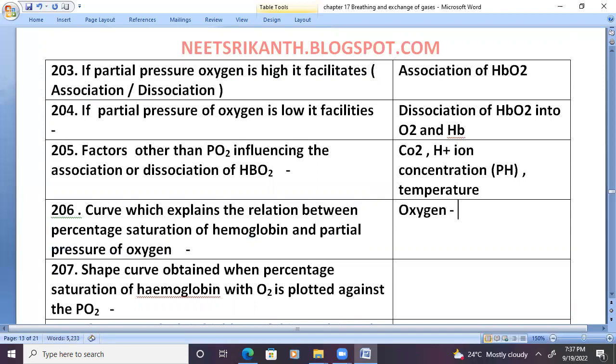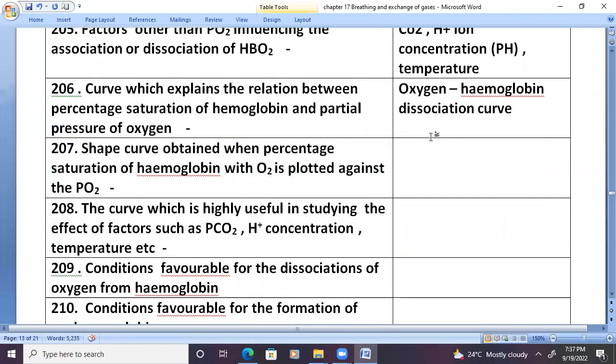The oxygen hemoglobin dissociation curve. The shape of the curve obtained when percent saturation of hemoglobin with oxygen is plotted against the PO2 is a sigmoid curve.